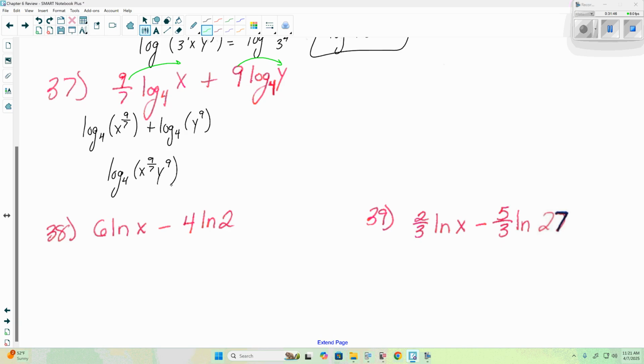Is either exponent negative? No. And we have x and y. We don't have numbers to a power, so there's no way to simplify it that way. This here is as simplified as it gets. We don't have to do anything else to it.